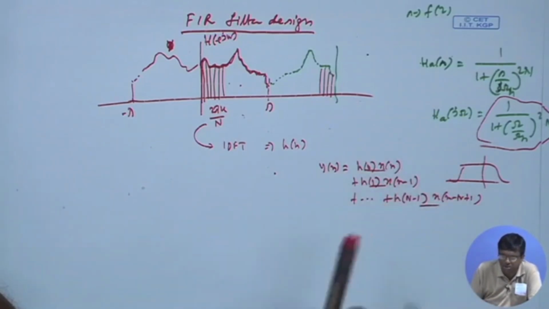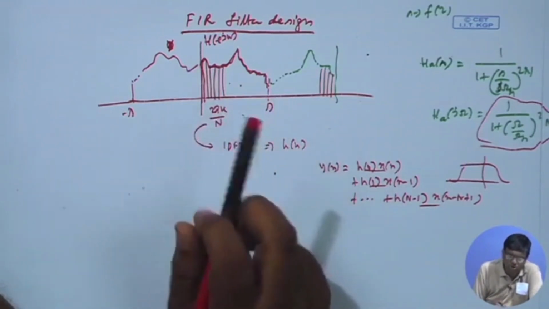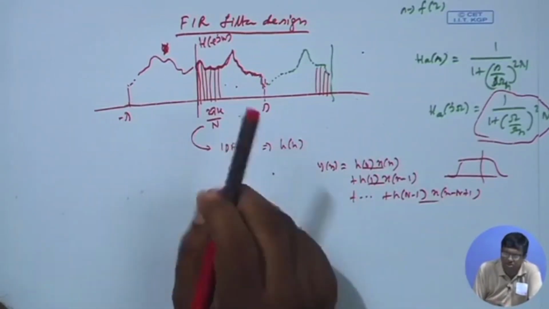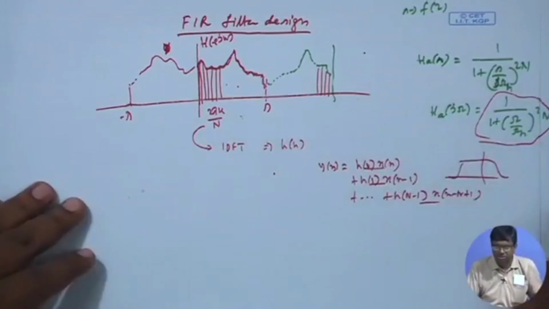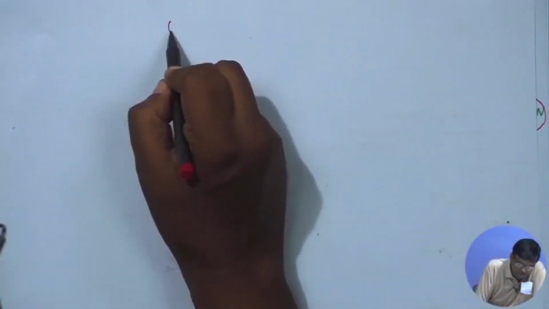So, this is one price you have to pay, but then here you have the advantage that you can construct a filter whose frequency response can match any arbitrary kind of frequency response, something that is not guaranteed in the case of IIR filters. In this class, we will consider FIR filter design by a very popular technique called the windowing technique.